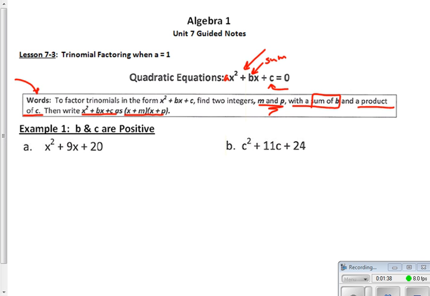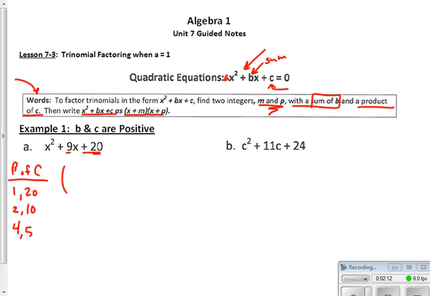So in example 1, we have b and c positive. Here's my b value, here's my c value. What we need to do is figure out a product of c. Well, the only way you're going to get c, and this is a positive 20, is you can take 1 times 20, you can take 2 times 10, and you can have 4 times 5. All of these would give me a product of c. Now, it has to have a sum of b.